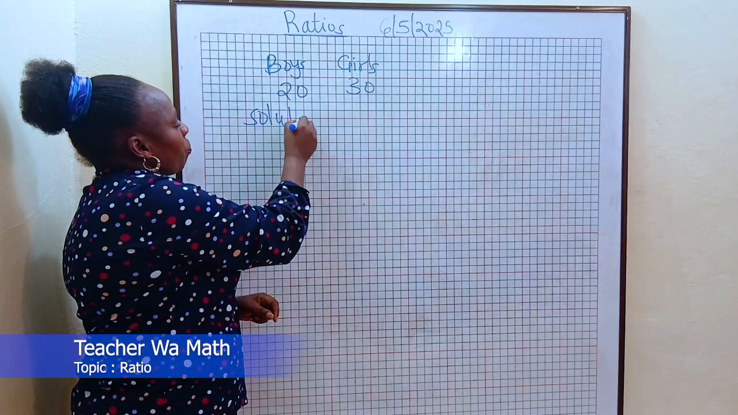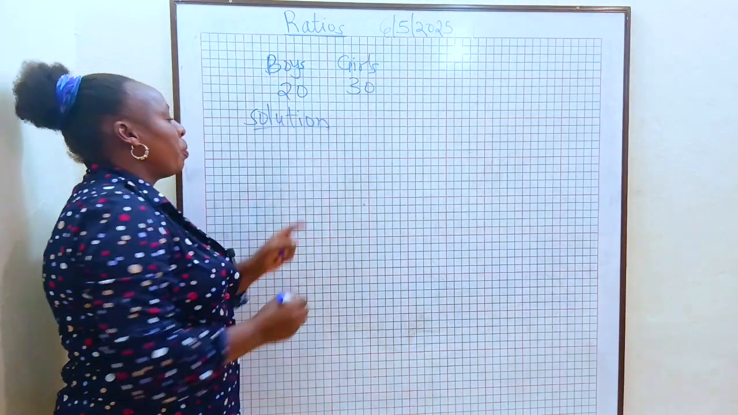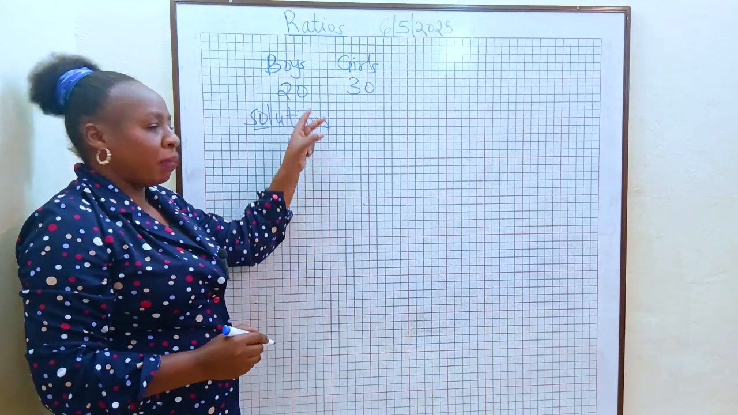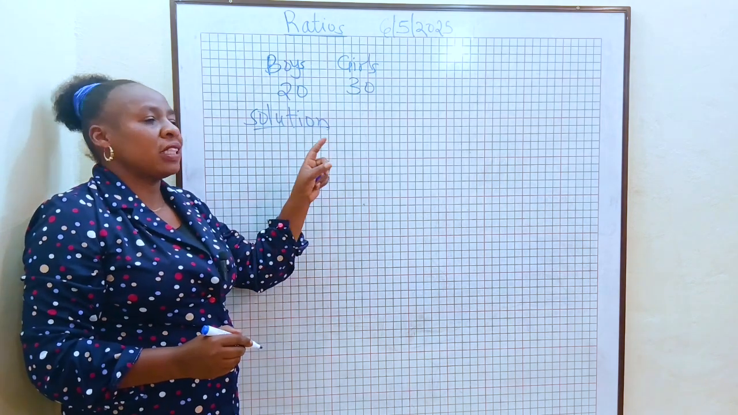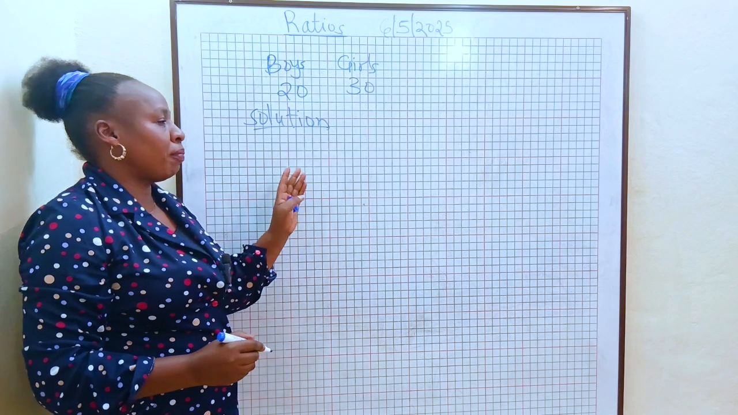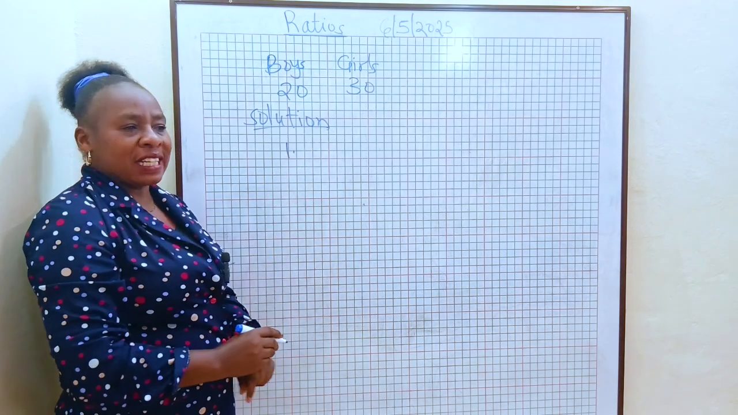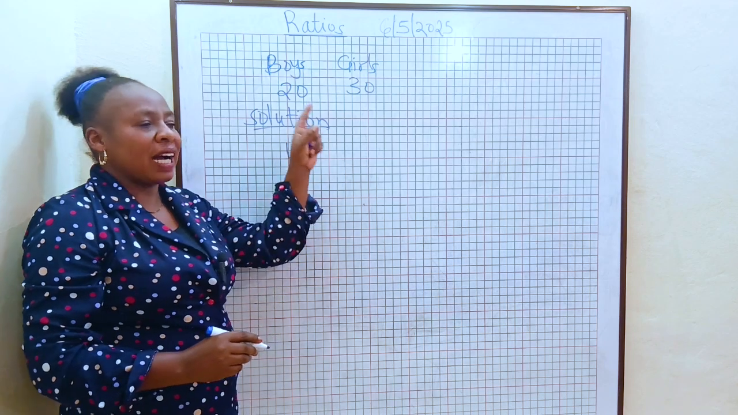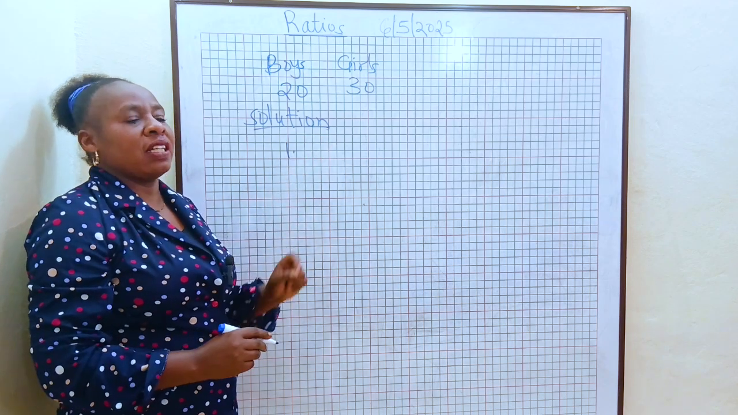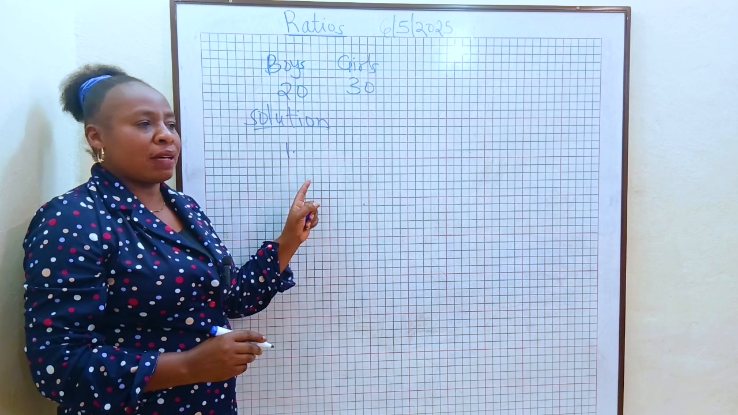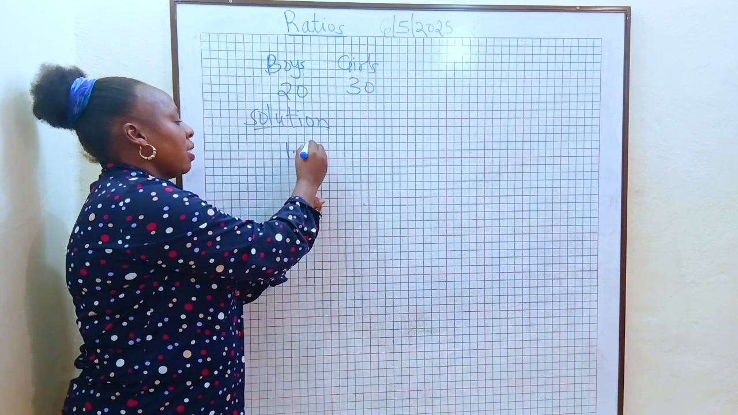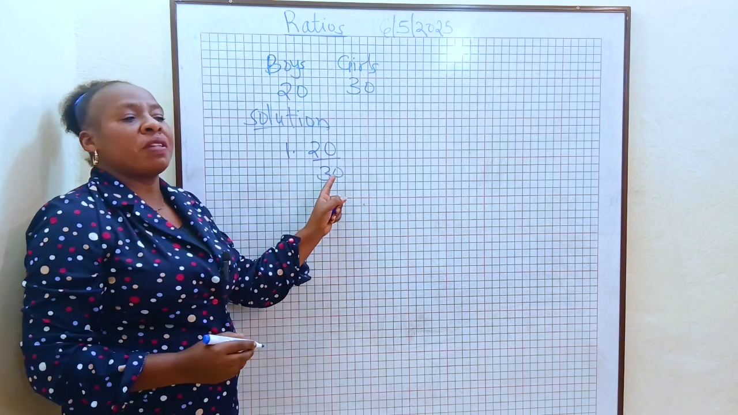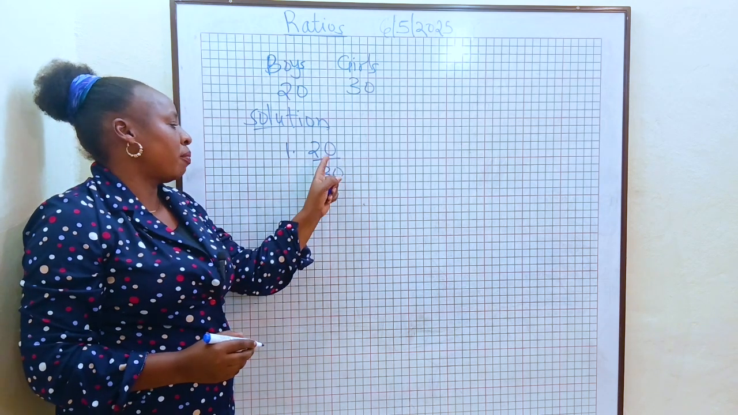Solution. We must understand that these comparisons are being compared, and they can be written in three ways. Number one, we can compare the number of boys to the number of girls in that class in fraction form. For example, we can say the boys are 20 and the girls are 30. And that way we have formed a fraction, which is 20 by 30.